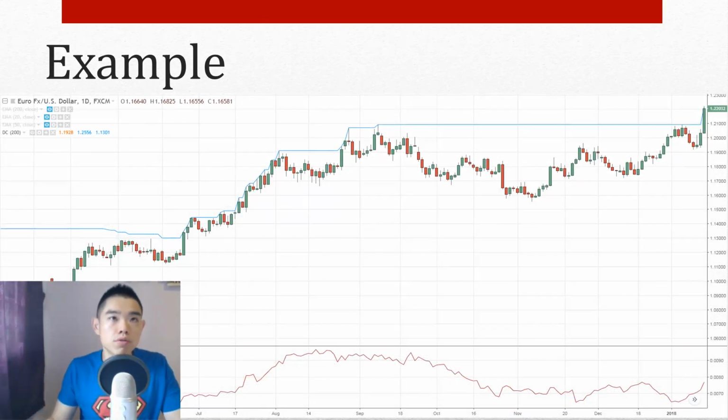So this blue line you see over here is pretty much a Donchian channel. I just left the highs over here. I removed the other two lines. So this blue line over here shows you the 200-day high. That's the setting I use, the 200-day high. Below is just the ATR indicator, average true range. It measures the volatility of the markets.